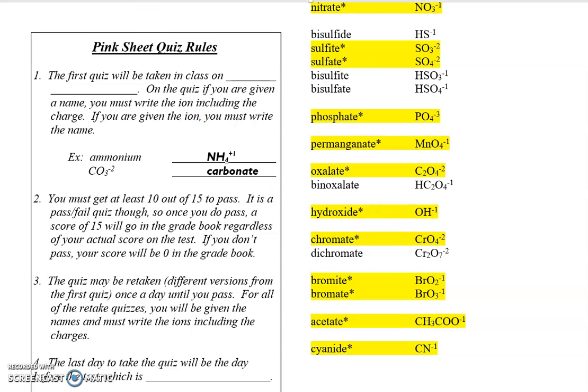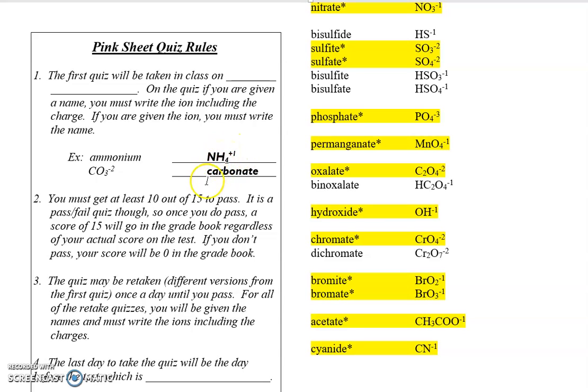So to ensure that you will learn these, a couple of things to point out. We're going to take a quiz. If I don't throw this quiz in here, I'm sorry to tell you, you can tell me you're going to study all over the place, but I know you won't if I don't have something at the end for you to show me. So the first quiz will be taken in class. I will have that on the board in class, what that day is. On the quiz, you're going to be given a name, like it might say ammonium. If I say the name, you write the formula. So NH4 +1.